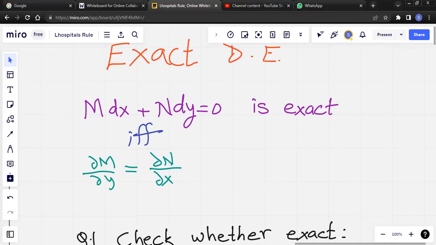So let us solve a few questions based on exactness. If any equation is given to you and you are asked to check whether it is exact or not, you have to go with this condition. So let's go.